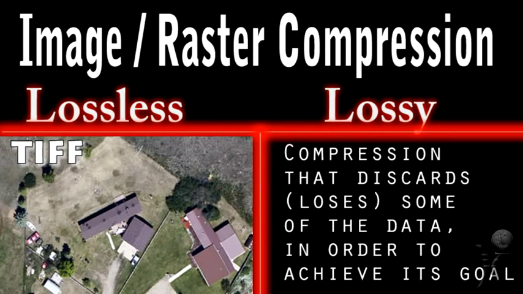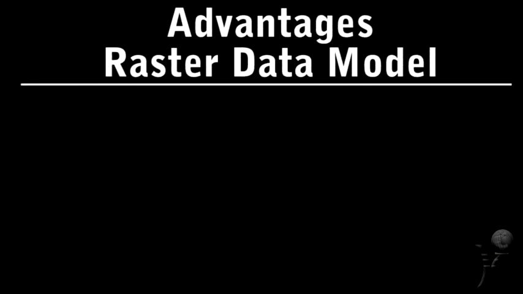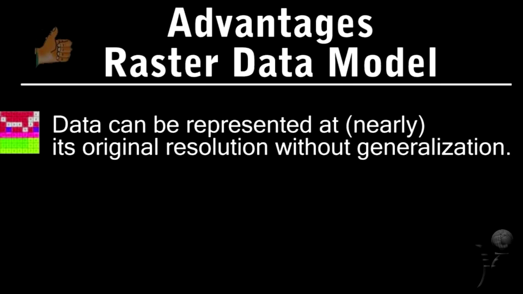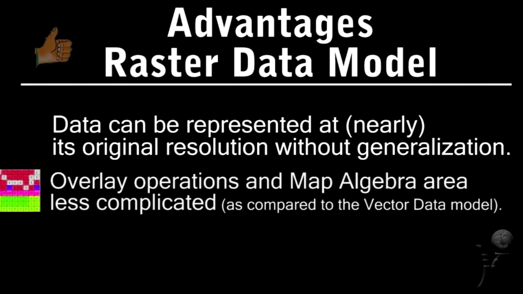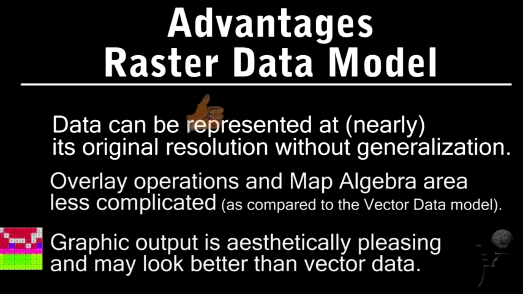As an example, the TIFF image format is lossless, meaning it retains all of the information, whereas a JPEG image is considered a lossy compression where data are lost or given up, in other words, but the result is a smaller file size. The advantages of the raster data model include the idea that data can be represented at nearly its original resolution and form without generalization. In addition, the raster data model facilitates fairly straightforward overlay operation, also known as map algebra, and often the graphic output of raster data is more aesthetically pleasing as compared to vector data.